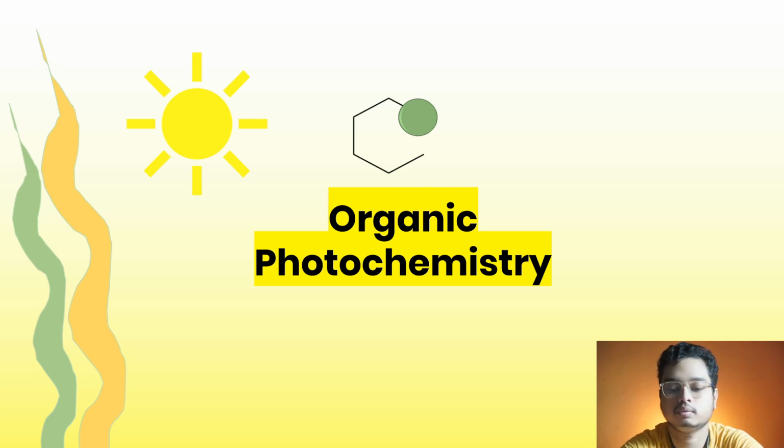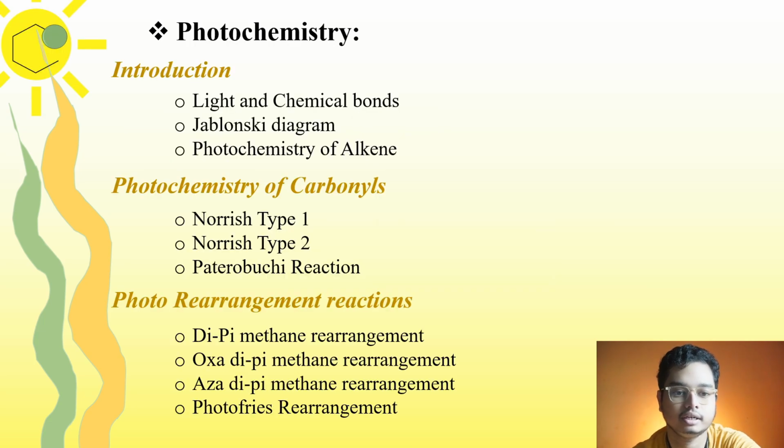Okay. So basically we have divided the photochemistry into three major segments. The first segment is the introduction. In the introduction, we are talking about light and chemical bonds. Then we are talking about the Jablonski diagram. This is the heart of photochemistry. And third, we are talking about the photochemistry of alkenes.